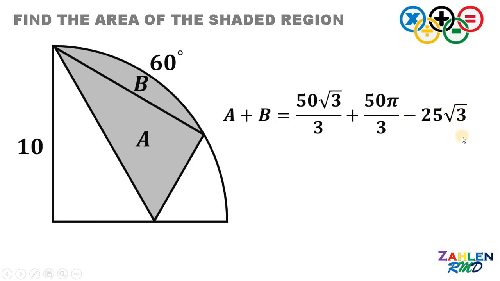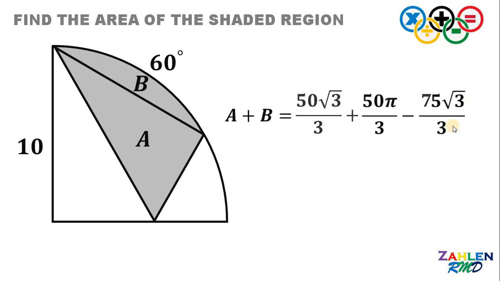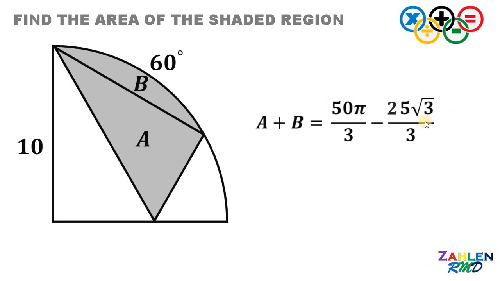25 square root of 3 can be written as 75 square root of 3 over 3. Now let's combine similar terms. 50 square root of 3 over 3 minus 75 square root of 3 over 3 will give us negative 25 square root of 3 over 3. Also, we have a similar fraction right here, so we can subtract each numerator, then copy its denominator.